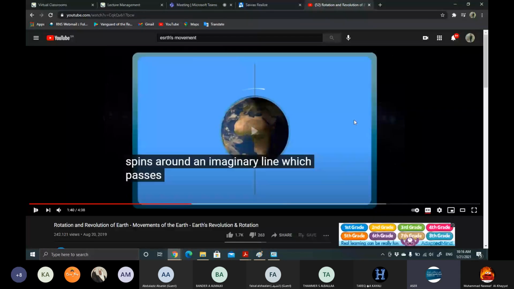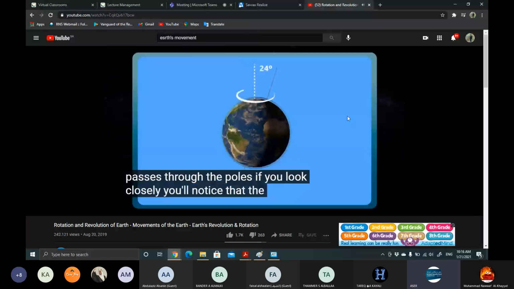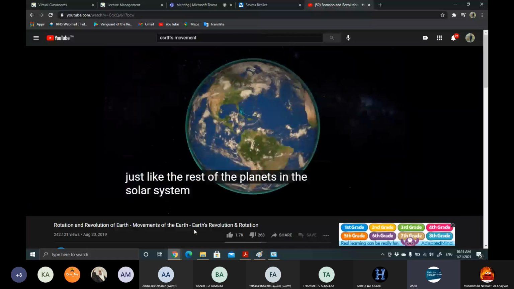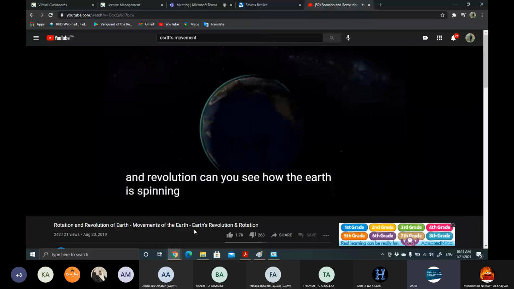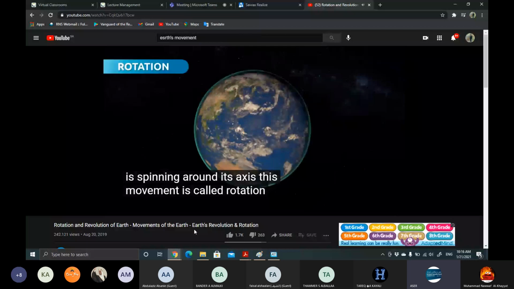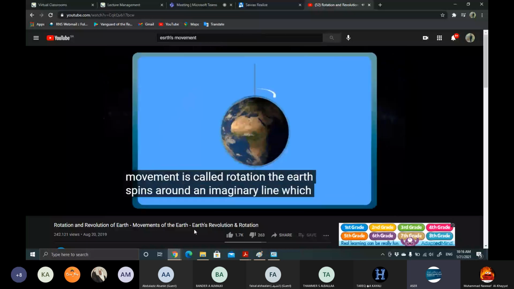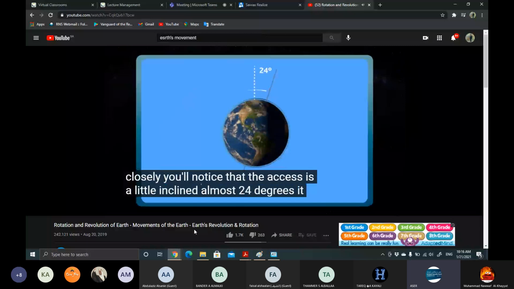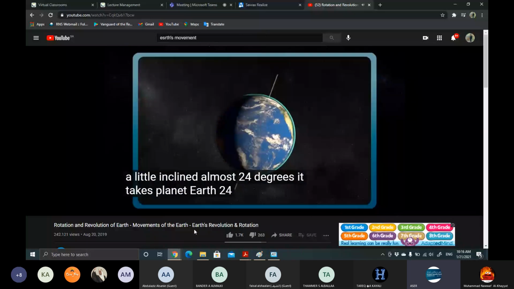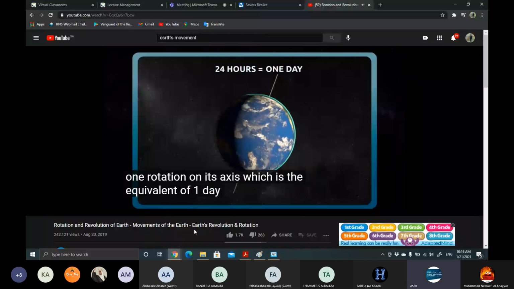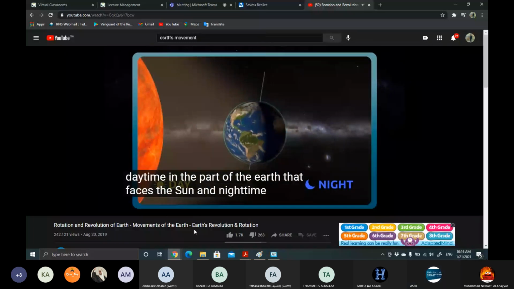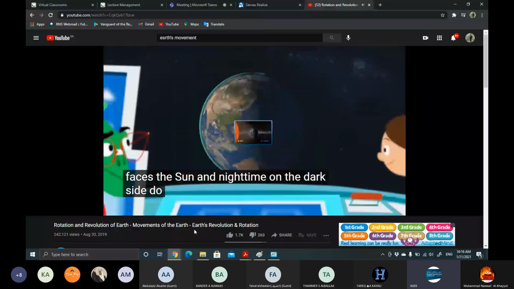Just like the rest of the planets in the solar system, planet Earth moves in 2 ways, rotation and revolution. Can you see how the Earth is spinning around its axis? This movement is called rotation. The Earth spins around an imaginary line, which passes through the poles. If you look closely, you'll notice that the axis is a little inclined, almost 24 degrees. It takes planet Earth 24 hours to complete one rotation on its axis, which is the equivalent of 1 day. Rotation explains day and night. As you can see, it's daytime in the part of the Earth that faces the sun, and nighttime on the dark side. Do you understand?